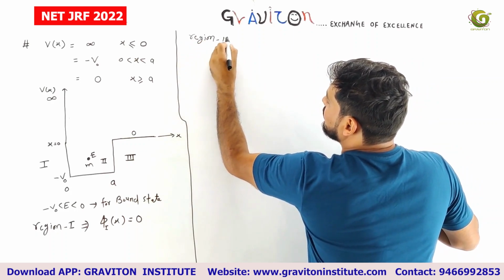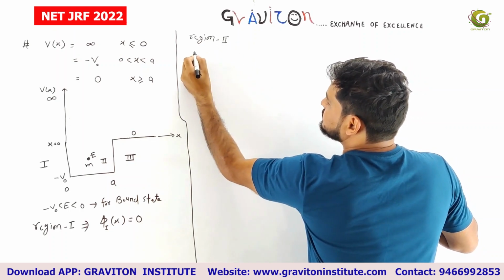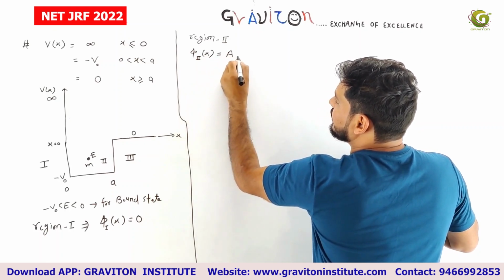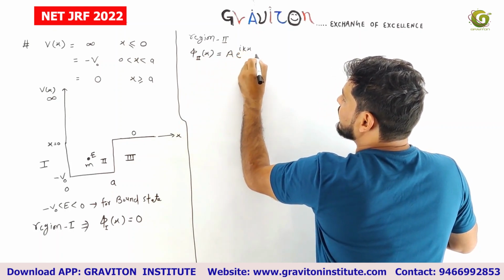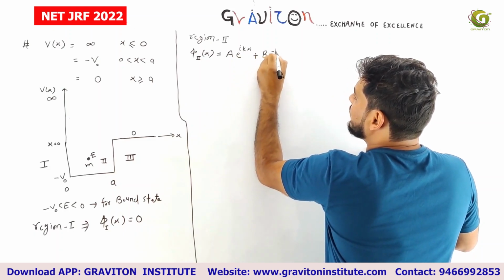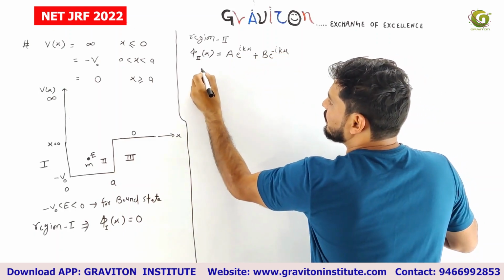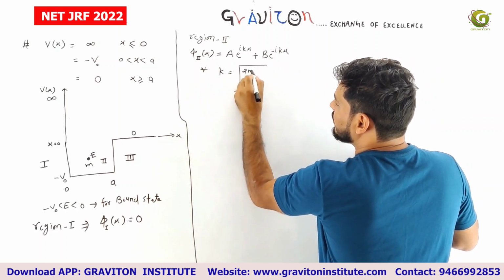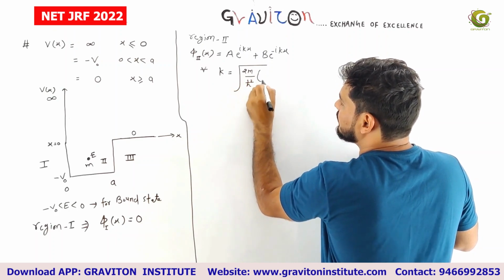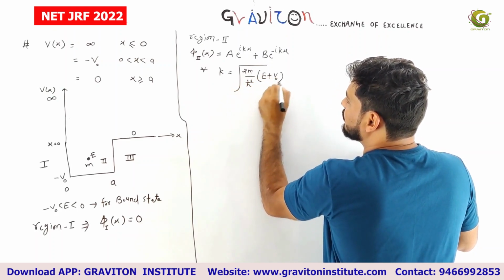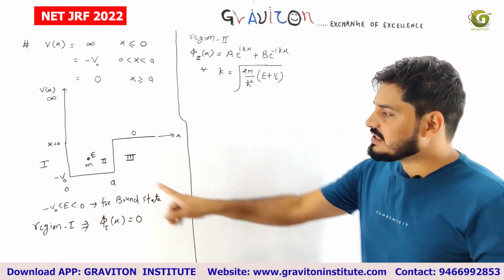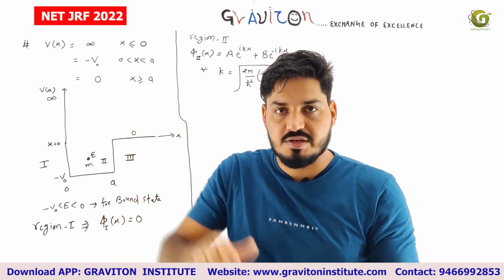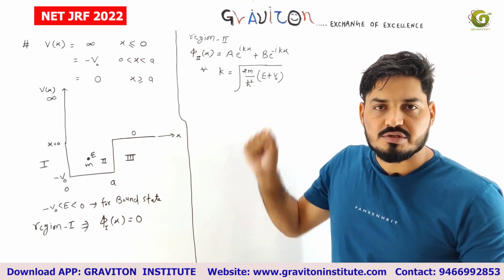In region 2, I can say the wave function is phi 2(x) = A e^(iKx) + B e^(-iKx), where you can define this k. This k is the square root of 2m over h-cut squared times (E + V0), because in this region you have minus V0 potential, so you have to put that potential also in the Schrodinger equation. You will find out the value of k also.